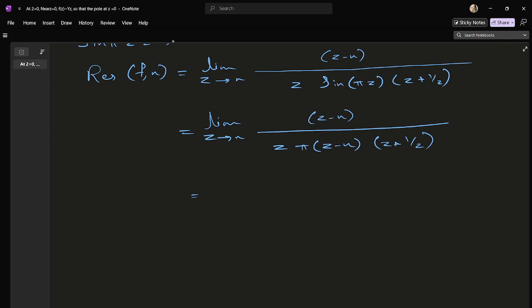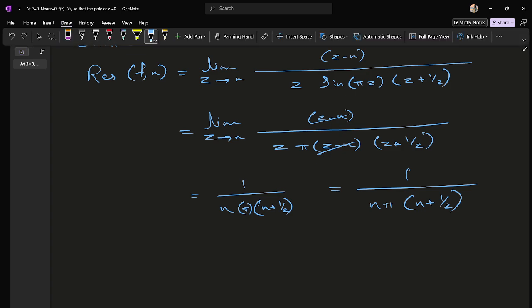So what will we get? As z − n cuts out, and z will be n, the result is 1 by nπ into (n + 1/2).